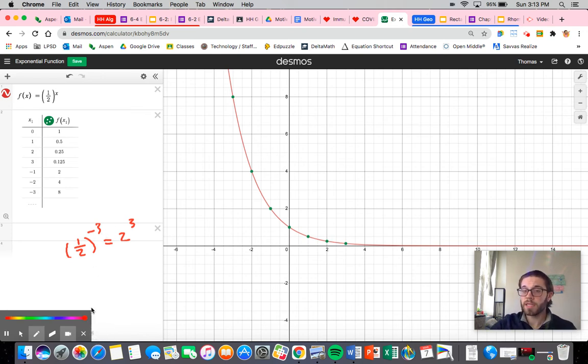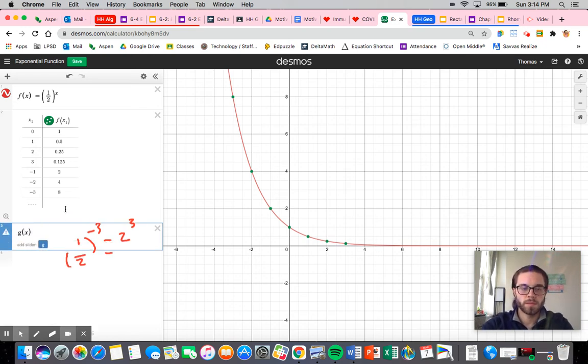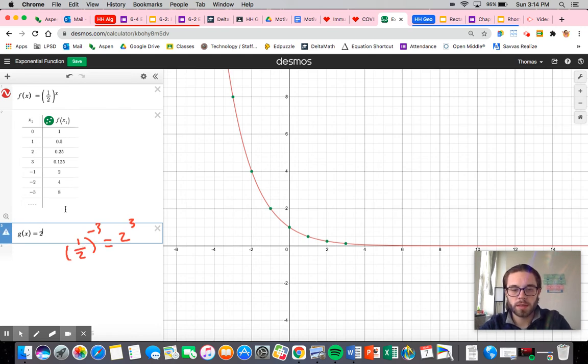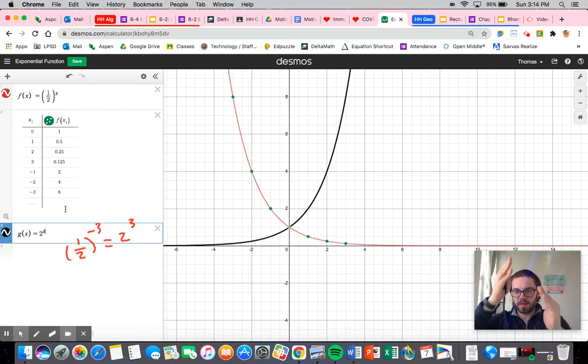So ultimately, that's the only thing that has changed, though. What did we do? Before, if we look at the other one, 2 to the x, right? We've really just reflected it across the y-axis. That's all we've done. So that covers most of the general information.